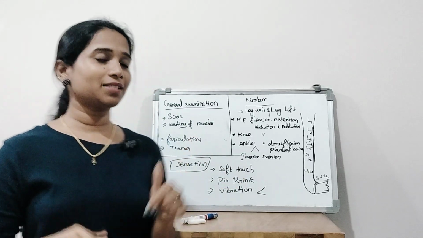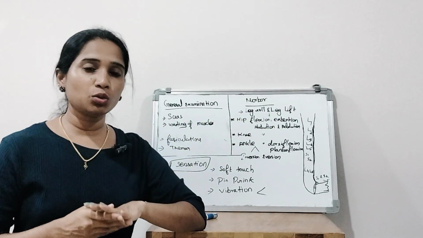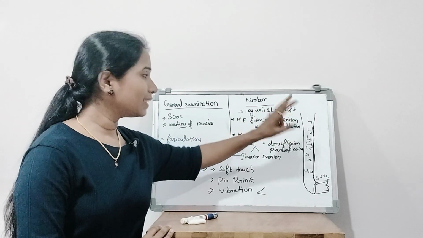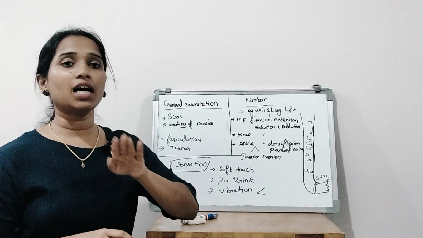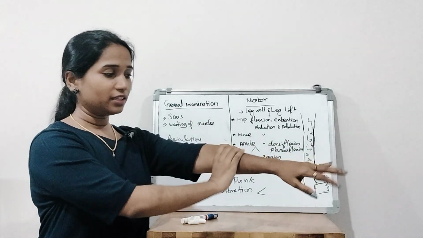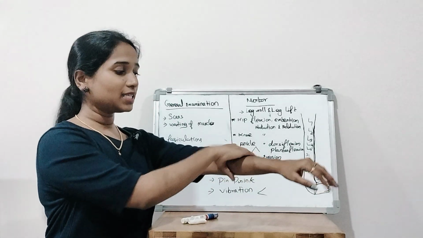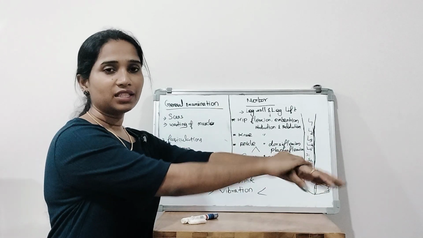In the motor assessment, first you have to do a leg roll and leg lift. What is meant by leg roll and leg lift? Ask the patient to extend their legs and you do some rolling. Here you are assessing the muscle size, the muscle movements as well as the coordination.